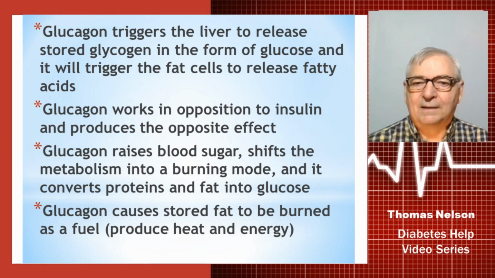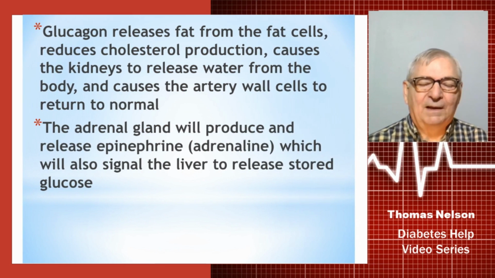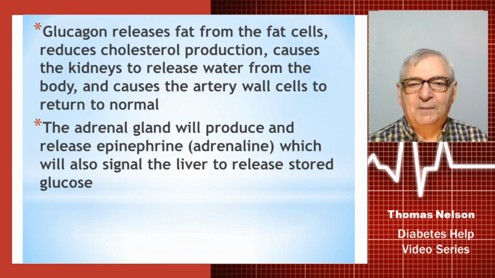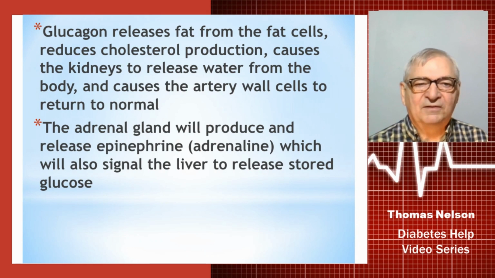It'll produce heat and it'll produce energy. It's not as efficient as glucose, but your cells will use it when they have to. Glucagon also releases fat from the fat cells. It reduces cholesterol production. It causes your kidneys to release water from the body. It causes the artery wall cells to return to normal. It's a very important hormone.